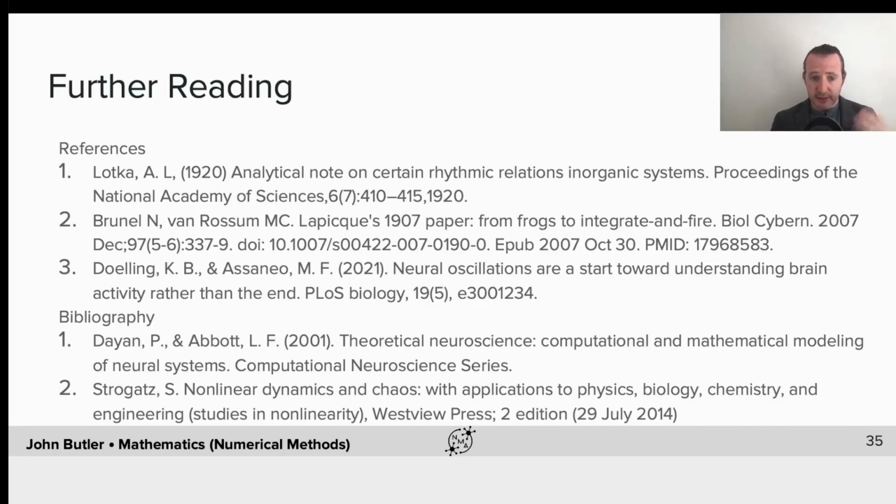Like before, here's some of the reading materials you can look at. The Dayan and Abbott book is fabulous for this kind of stuff, and Steven Strogatz once again to get you a real feeling of phase plane plots.